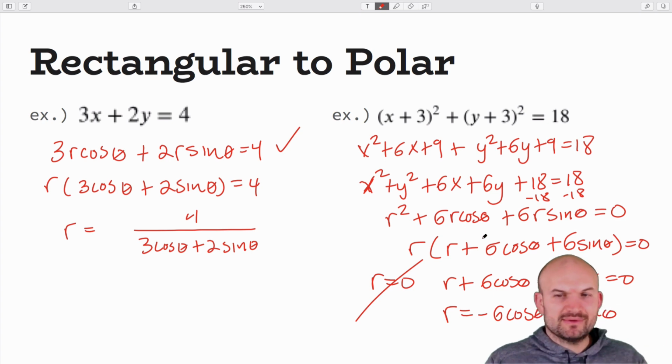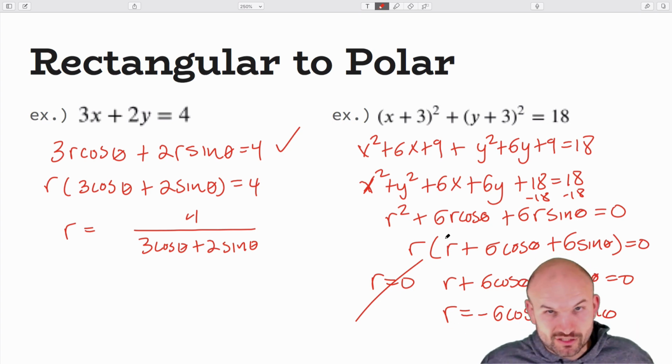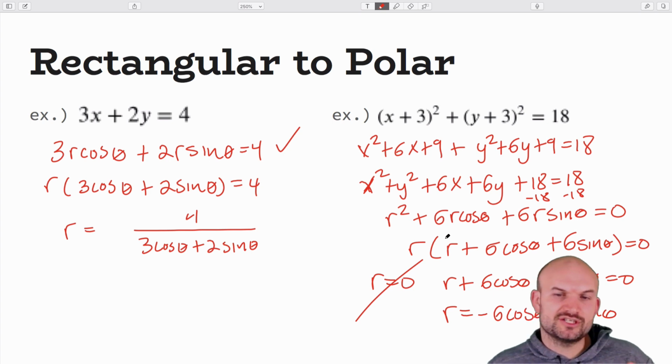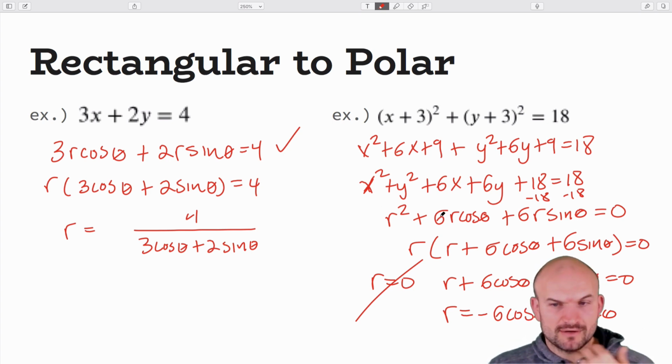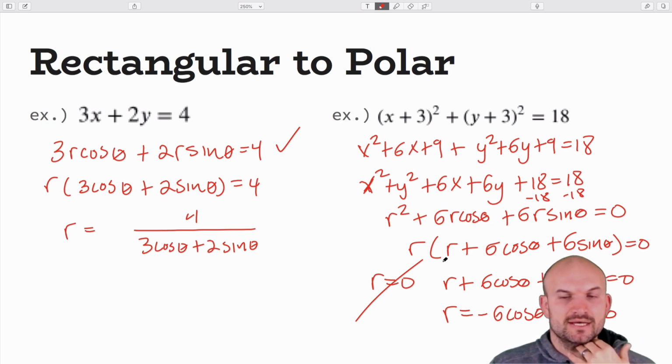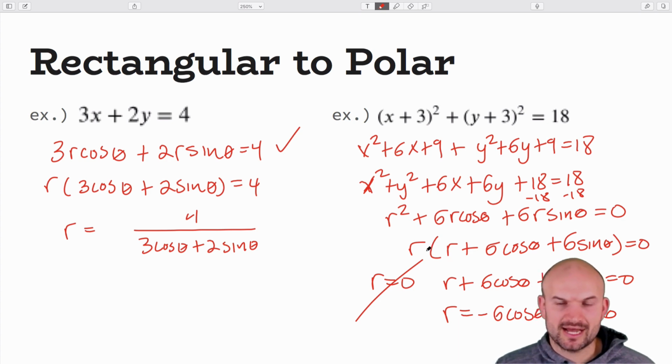Okay, and then we come into another situation. This is where it's similar to this one. We have multiple r's. If we need to solve for r and we have multiple of them, typically our goal is to either combine them or to look into factoring out a common element, or factor out the r. In this case, we can't combine them, so I'm going to factor out the r. Now when I factor out the r, I have a factored form of r times r plus 6 cosine of theta plus 6 sine of theta.